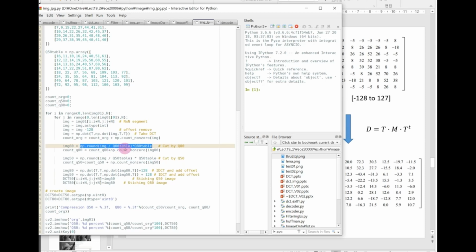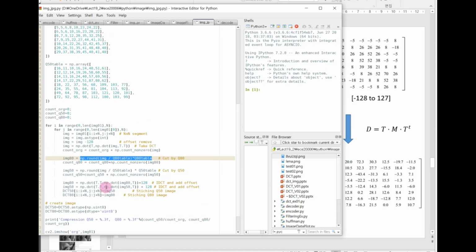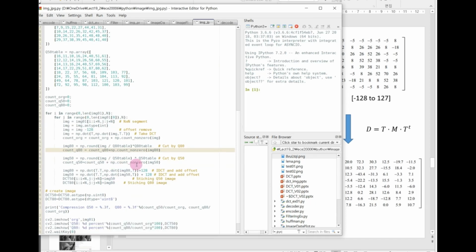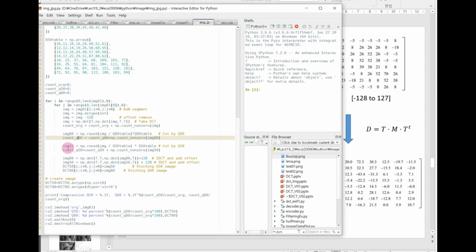When you consider the image pixel to pixel, the change is not that big, so most of the image information is stored in the low frequency components. But higher frequency is usually not that important. It is usually noise, so we can remove those parts by use of this Q80 table. And then I count the number of non-zero components from here. Similarly, I take the Q50 table quantization. That's the quantization step, and then counting the non-zero values.